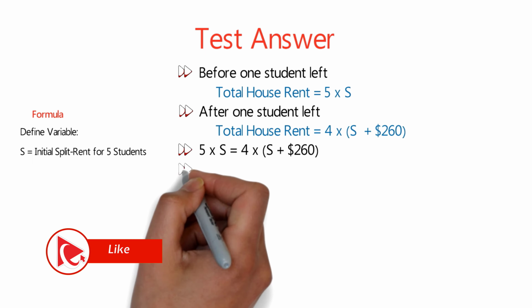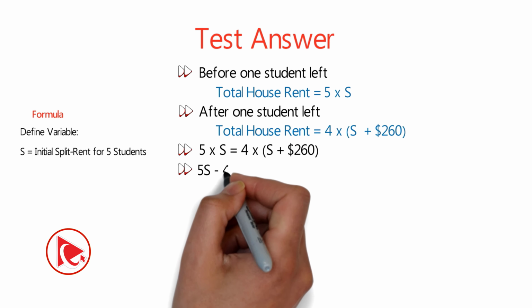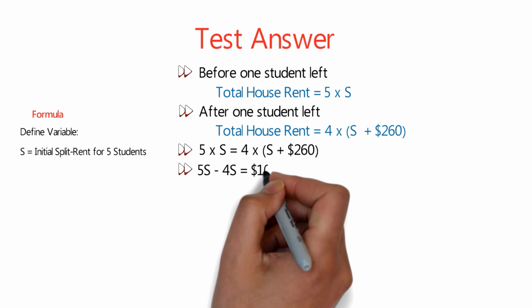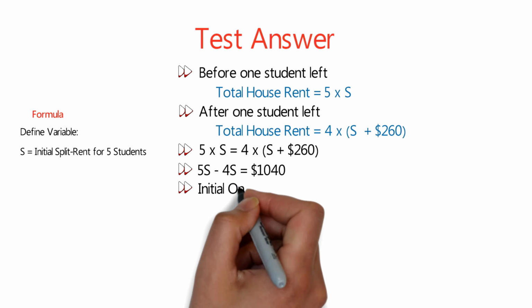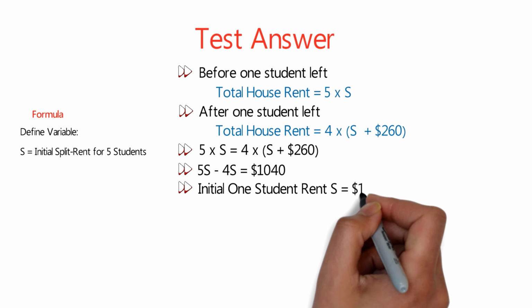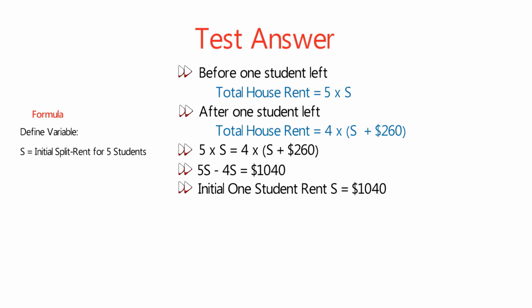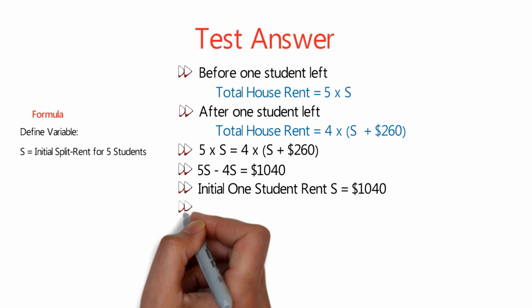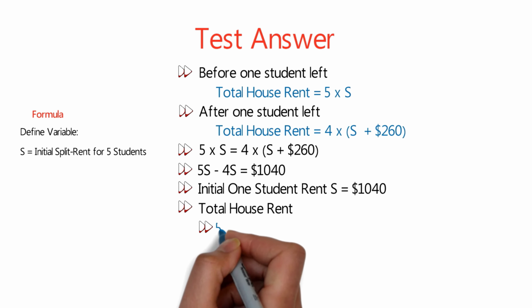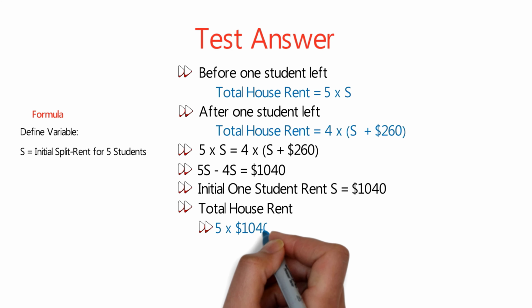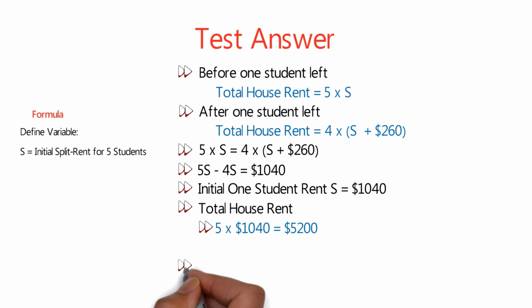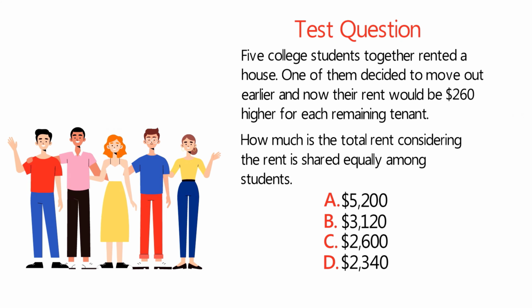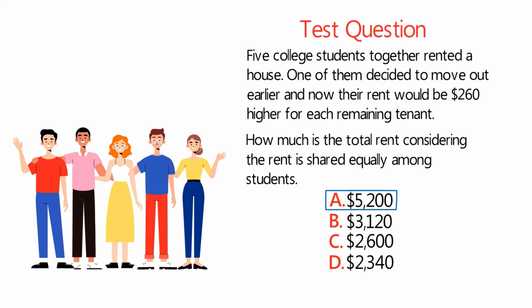Once we simplify it, we'll get to the equation 5S minus 4S equals $1,040, which means that S equals $1,040, which represents the initial 1 student rent. To calculate total house rent, we need to multiply 5 by $1,040 and the result will be $5,200. So the answer is choice A, $5,200. Hopefully you've nailed this question and now know how to answer similar problems.